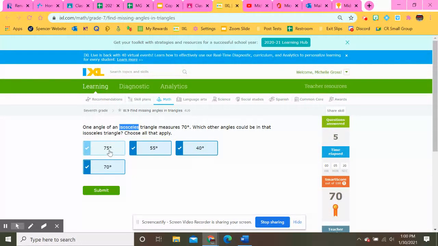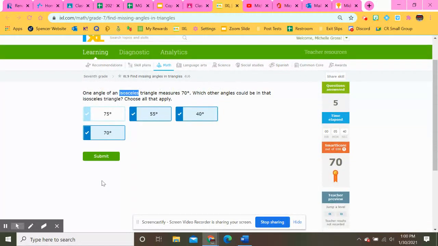So 55 could also be another one. Now, you couldn't do 75, because if you did 75 plus 70 plus 70, that would be over 180. And you couldn't do 75 plus 75 plus 70, and again, that would be over 180. But you could do 55, 55, and 70, and you could do 70, 70, and 40. So these three could all match.